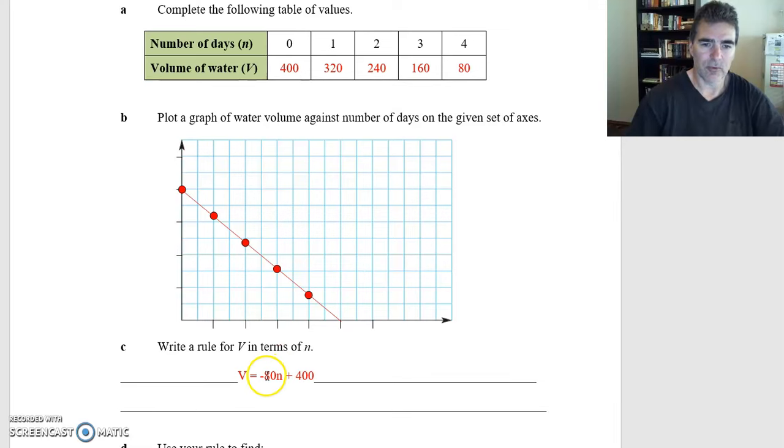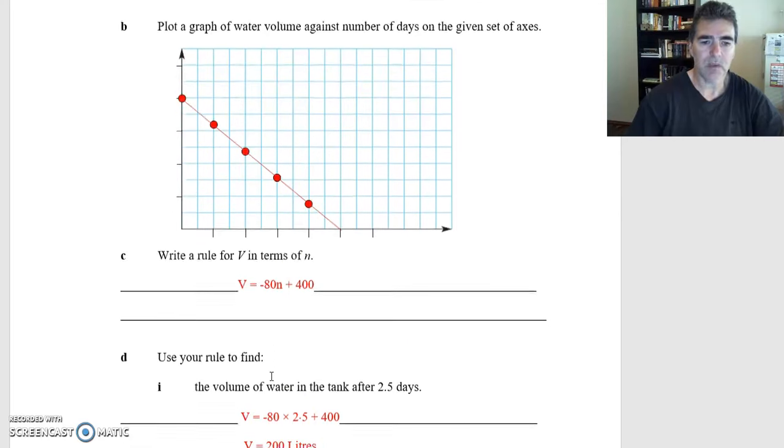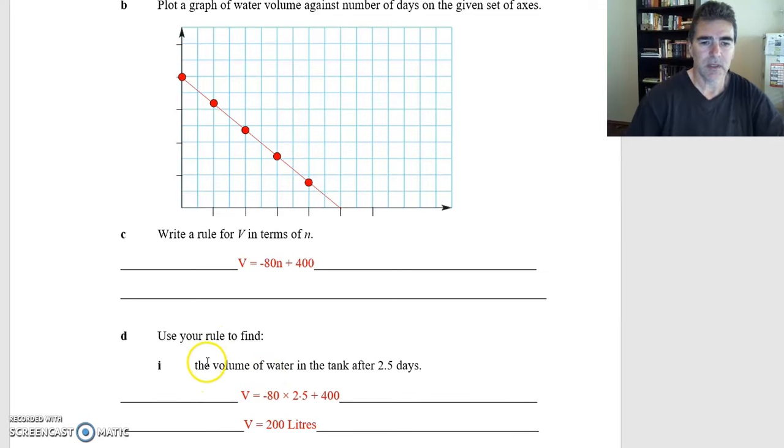Now that I've got that rule, I can either use the graph and estimate, or I can use my rule to be exact. So for part D, the volume of water in the tank after 2.5 days, well, N is my days, so I just do negative 80 times 2.5 plus 400. Do that on the calculator, I get 200 litres.